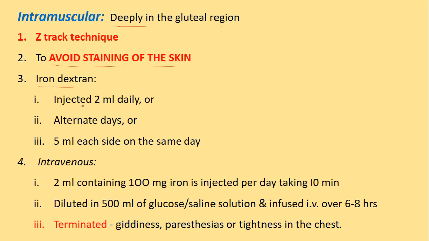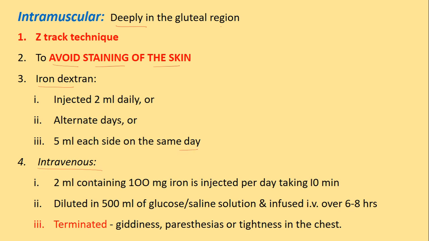So iron dextran is injected 2 ml daily, or it can be given on alternate days, or you can give 5 ml each side on the same day. So a higher dose of iron dextran can cause pain at the local site.